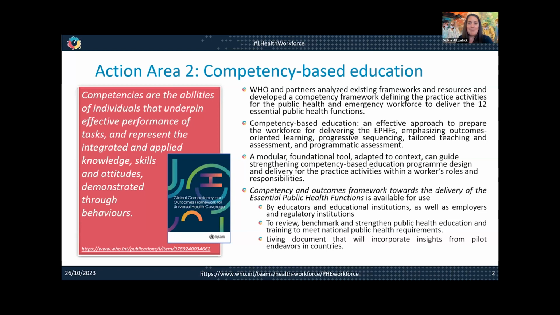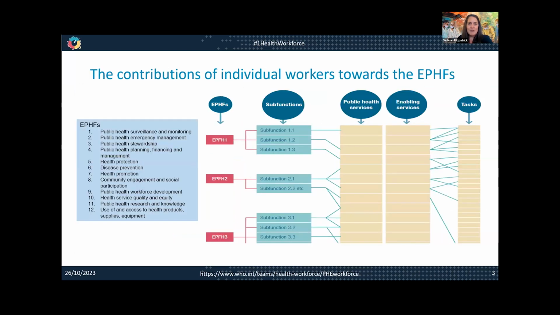So we're very much thinking about the contributions of individuals to those essential public health functions, which, as we've seen from that previous presentation, are very high level for the system, for a whole country, for a whole workforce to provide and deliver on. So when we start to work backwards from those 12 essential public health functions, we've heard how these can be deconstructed into the sub-functions, the services, the enabling services.